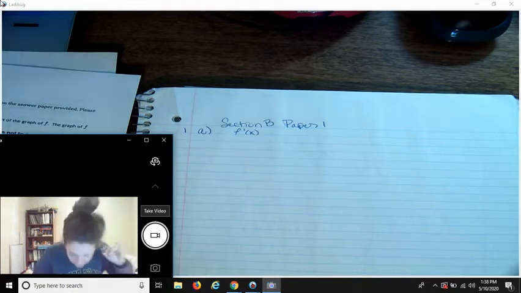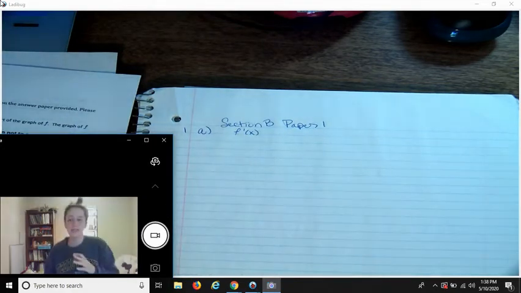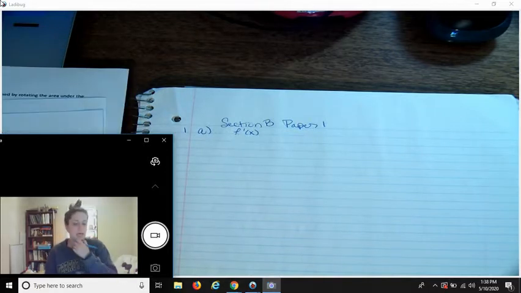Sections so that it's easy for you guys to click and take your time grading your test. So this is section B of paper 1. We're doing number 1. It's the only problem in section B, but it's very long.